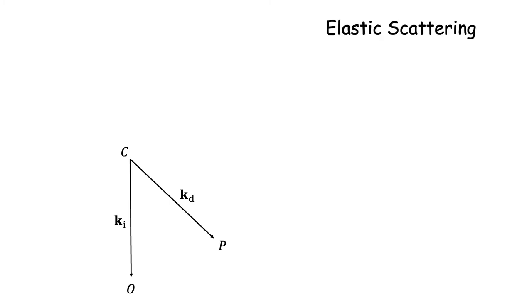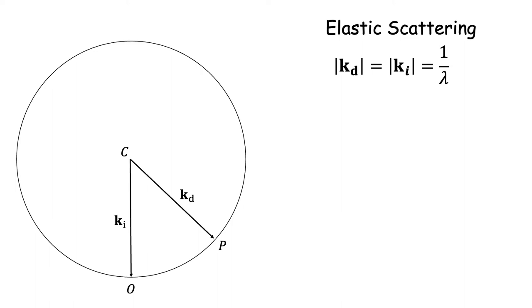Because the scattering is elastic, the wavelength of the diffracted wave is the same as the wavelength of the incident wave. This is the assumption of elastic scattering. Under these conditions, KD and KI will have the same length equal to 1 by lambda. Since they have the same length, one thing we know about KD is that if I draw a sphere with center at C and radius 1 by lambda, KD will end somewhere on this sphere. The head of KD, the point P, has to lie somewhere on this sphere.